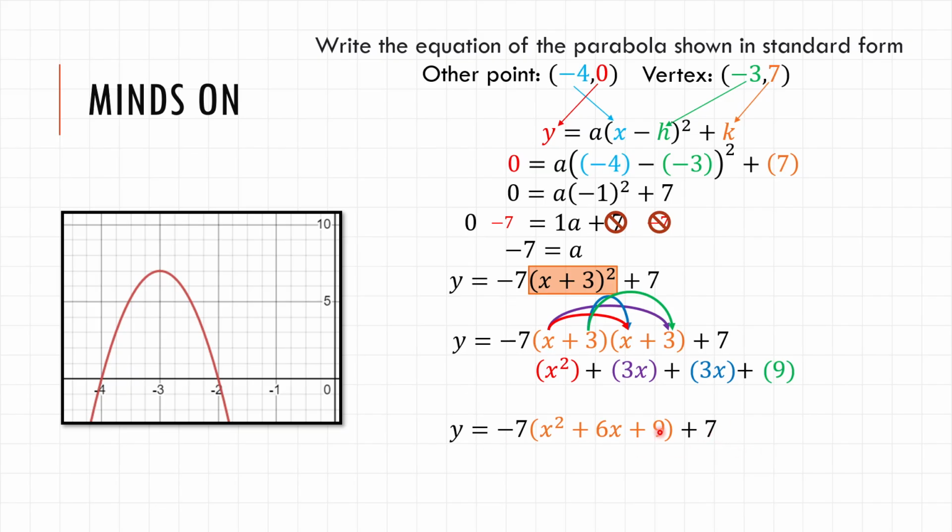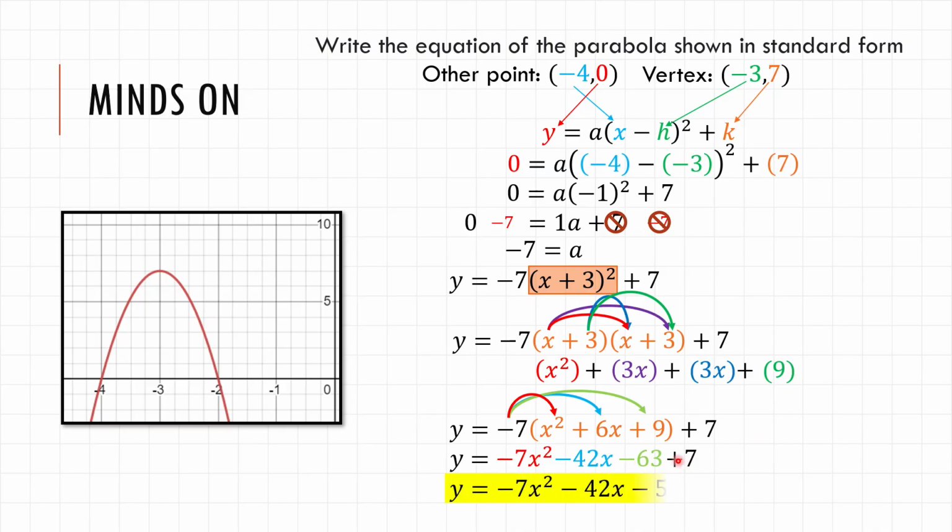Now, to continue to expand, I do have a coefficient in front of these brackets, so I have to use the distributive property. -7x squared, -7 times 6x is -42x, and -7 times 9 is -63. And then I still have that plus 7 at the end, which I can combine with -63 to get -7x squared minus 42x minus 56 as the equation of this parabola in standard form.